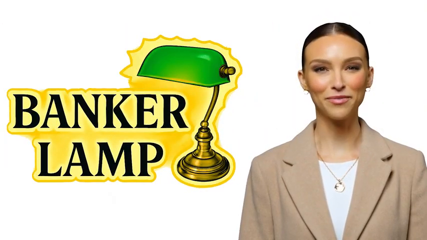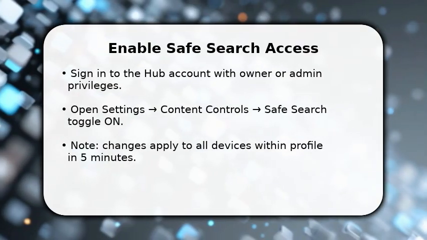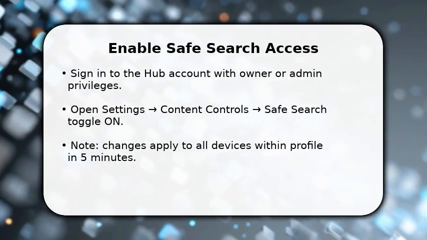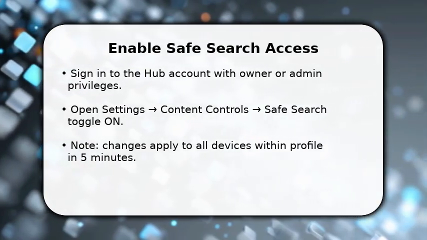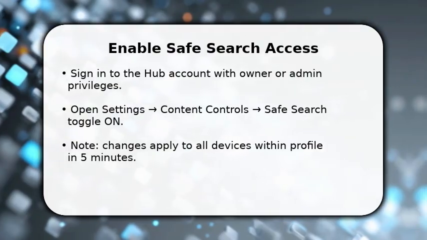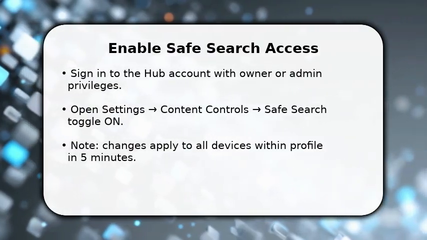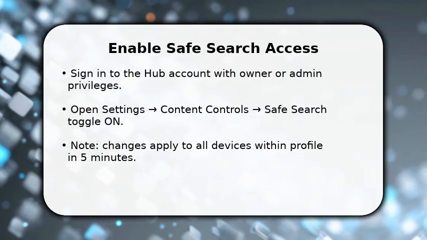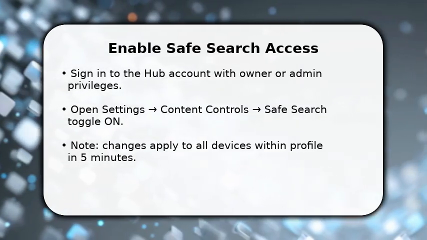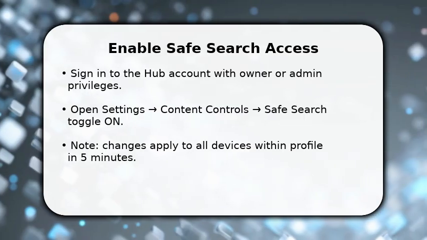Please enjoy the video. You start by signing into the hub with an account that can change content controls. This is essential. Once signed in, go to Settings, choose Content Controls, and locate the Safe Search toggle. Turn Safe Search on and confirm the change. The system will apply the setting across the profile.